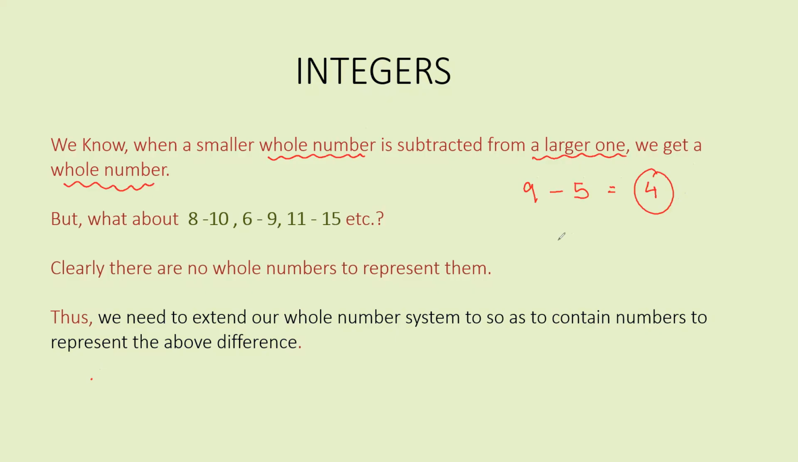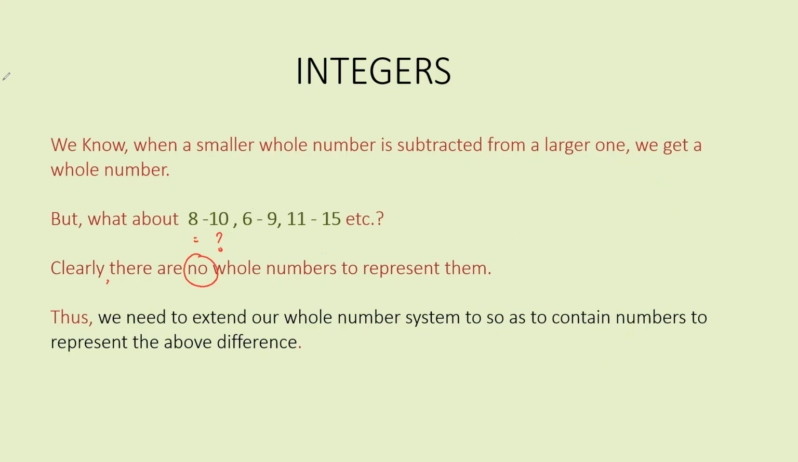But what happens when we subtract the other way around? That is, we subtract the bigger number from the smaller number. What happens when we subtract 10 from 8, 9 from 6, 15 from 11? So, clearly there are no whole numbers to represent these, because over here the answer will not be positive. Thus, we need to extend our whole number system so as to contain numbers to represent the above differences.